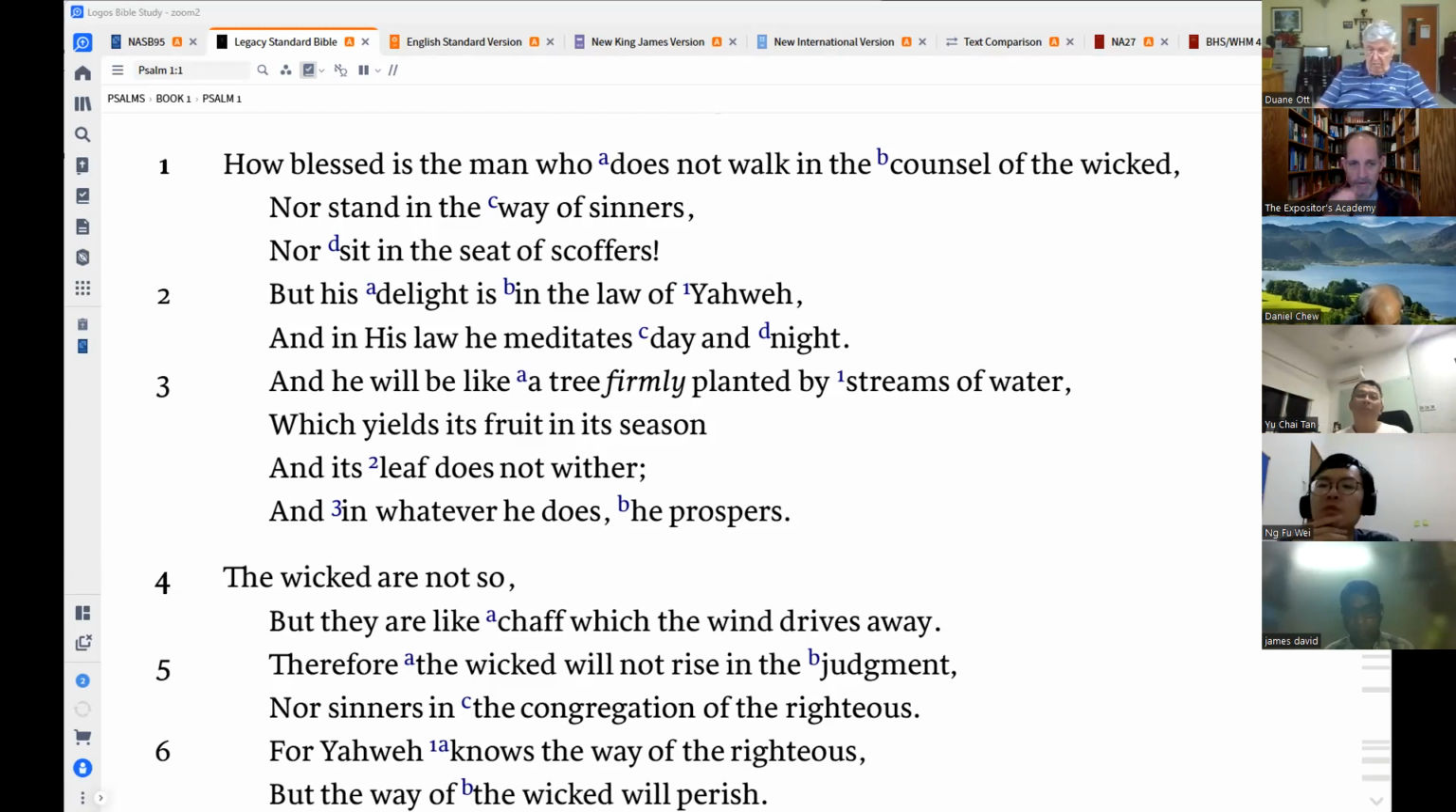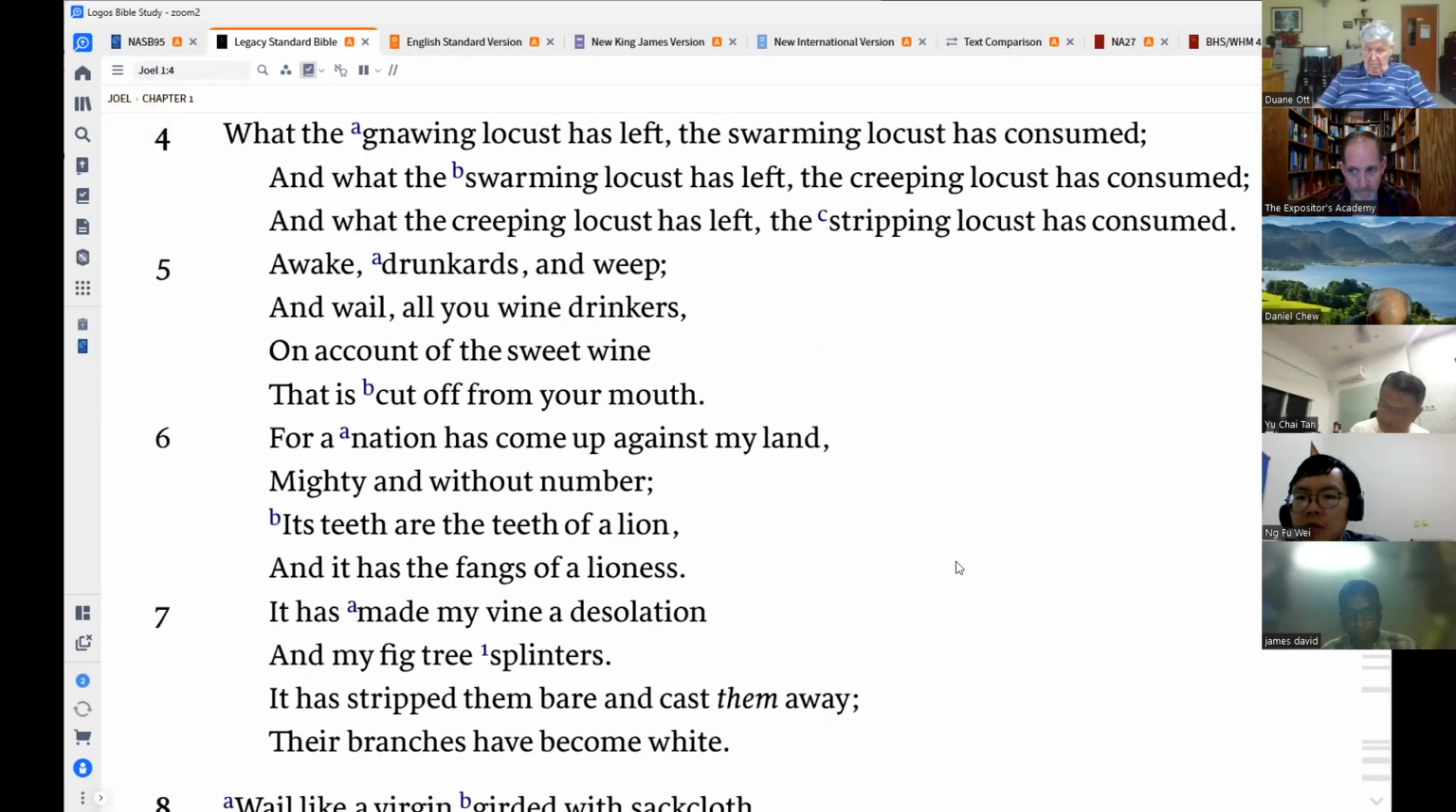Yeah, good. And this is common, the poet using images in order to communicate his point. Another example, let's look at one in Joel. Let's see. Philip, could you read this one for us?